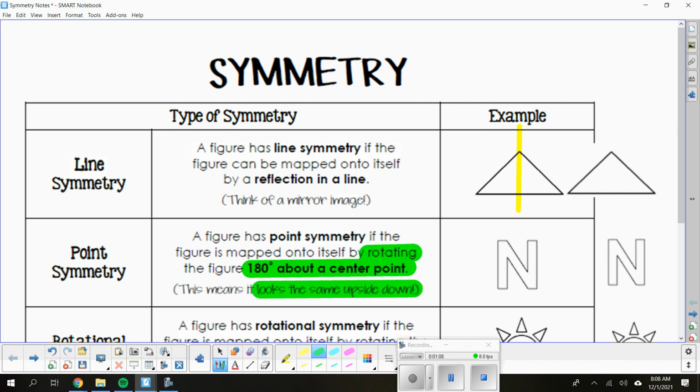What I'm going to do right now is I'm just going to look at my N, and then I have an N over here. So I'm going to flip my N over, and if you notice, yes, it looks the exact same. So this would have point symmetry.